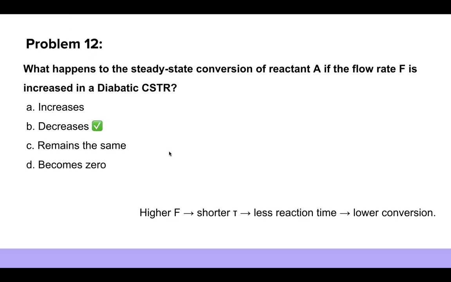What is the answer for this question? What happens to the steady state conversion of reactant A if the flow rate F is increased in an adiabatic CSTR? If the flow rate F is increased, the residence time, which is volume divided by the flow rate, becomes shorter. Shorter residence time means less reaction time in the reactor for the reaction to happen, which means there will be a low conversion. So the answer is B, the steady state conversion of reactant A decreases.